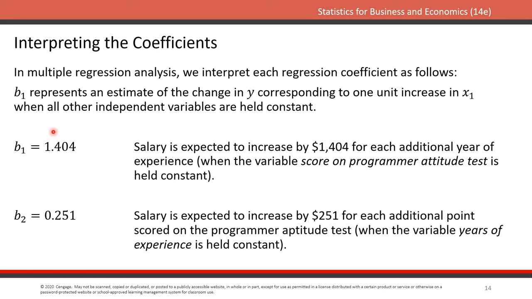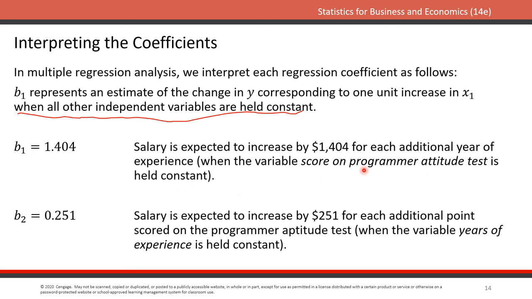So the B1 value, 1.404, is the expected increase in salary for each additional year of experience. Now note that all of these B1s represent the change in Y when we have a 1 unit increase in X. So this is just like before. But what's unique is this end statement here, when all other independent variables are held constant. So going back to the interpretation, we expect salary to go up 1.404 thousands, or $1,404 for each additional year of experience when the variable on score programmer aptitude test is held constant.